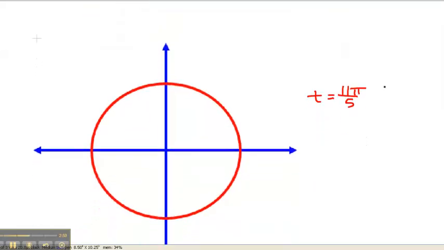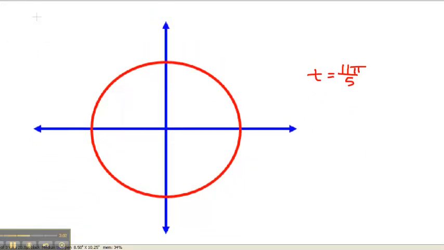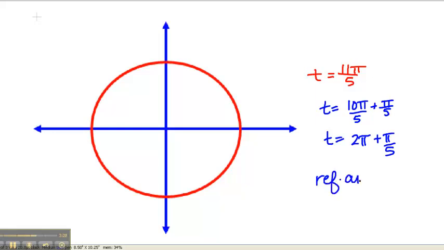Now 11 pi over 5, I need to think about where that angle actually lies. If we're thinking about 11 pi over 5, we can think about it in fifths, right? This is really the same thing as 10 pi over 5 plus 1 pi over 5, but 10 pi over 5 is really 2 pi, plus pi over 5. And so the reference angle is just going to be pi over 5.